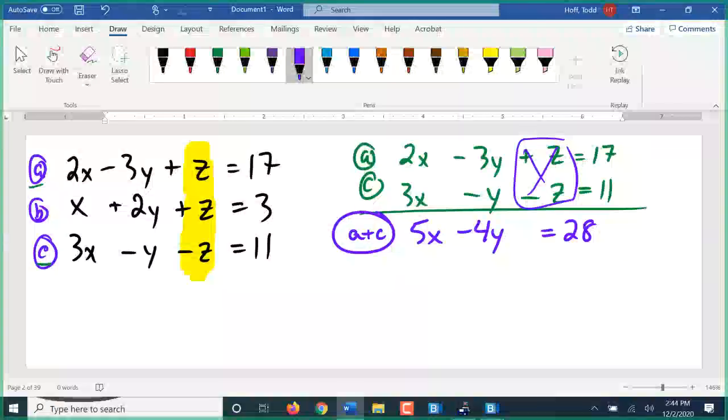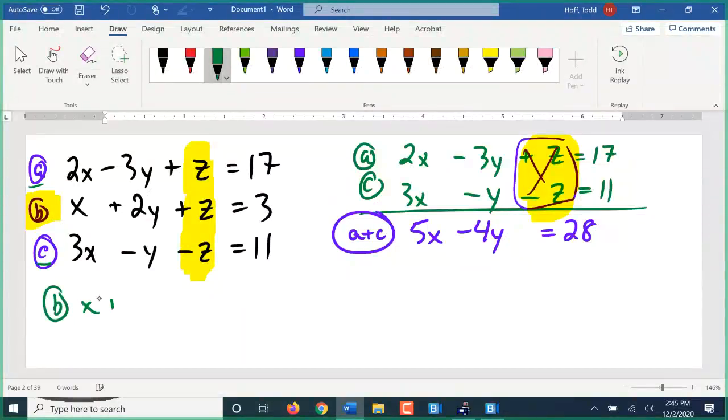Now, the equation we have not used yet is equation B. We have to use that this time. And the key is we eliminated variable z the first time. We have to eliminate the z variable again this time. So I have my equation B, which is x plus 2y plus z equals 3. I need to eliminate the z again because that's what we eliminated last time.